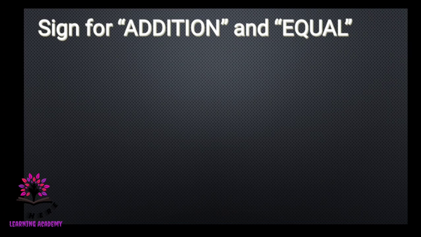Now, what is the sign for addition and equal? You see there. So, this is the sign of addition. And this is the sign of equal. Now, write the sign of addition and equal in your book. I hope you have written the sign of addition and equal in your book.